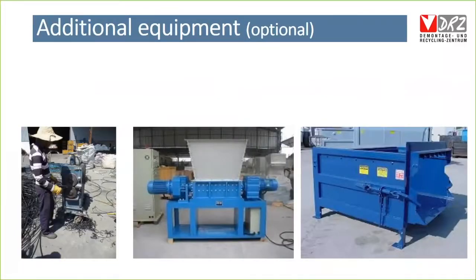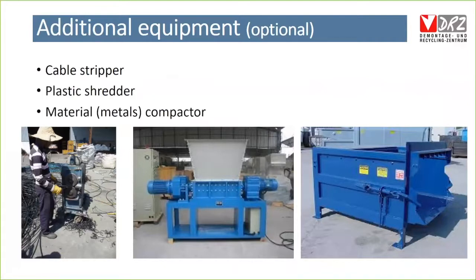Now, you might want to buy additional equipment such as a cable stripper, a plastic shredder, or a compactor. These are examples. There is a cable stripper on the left side. In the middle, you have a plastic shredder, and on the right-hand side, a metals compactor. They each have their space requirements. So you have to see how you get your material into the machine, how you get the fractions away from the machine, and so on, and who is going to work on the machine.